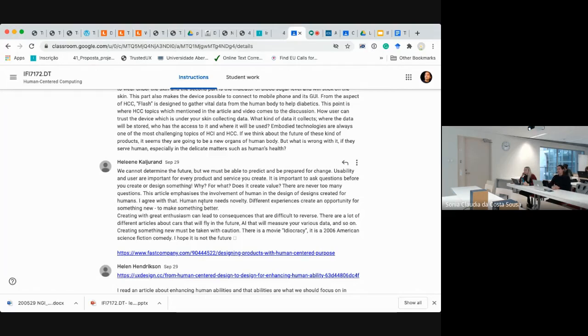This idea can be an already existing one, or a new one, but we need to validate all the time. We need to ask questions, do interviews, and observe. Different experiences create opportunities for something new, because if I only know what I already know, we can't create something different. The group of designers needs to be multicultural, multifaceted, with multiple backgrounds, because ideas come from difference.